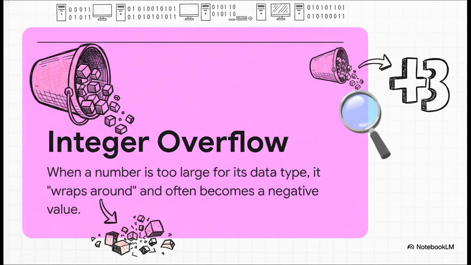The easiest way to picture it is like an old car odometer. When it hits 999,999 and you drive 1 more mile, it doesn't become 1,000,000. It rolls over to all zeros. Integer overflow is kind of like that, but often, instead of 0, the number wraps around and becomes a huge negative number, which, as you can imagine, completely breaks our search.